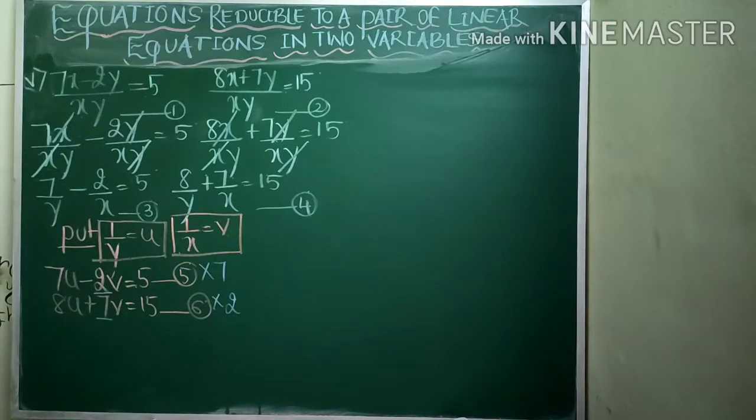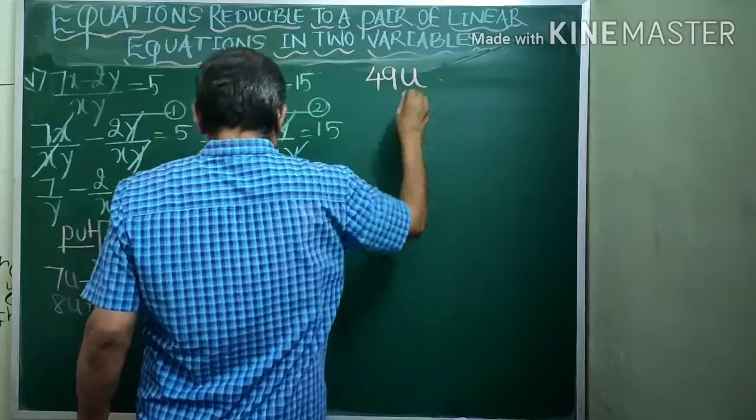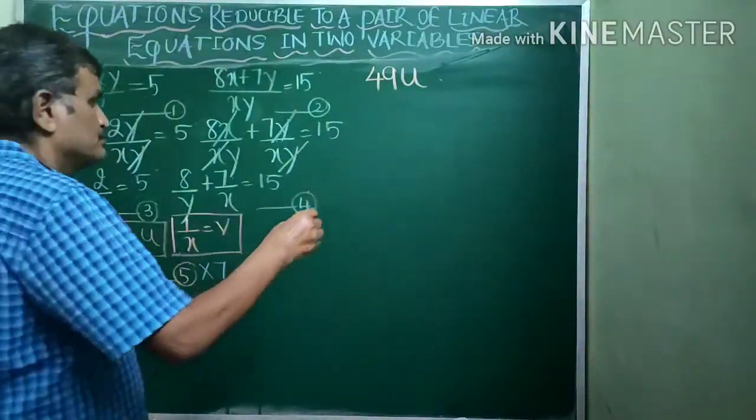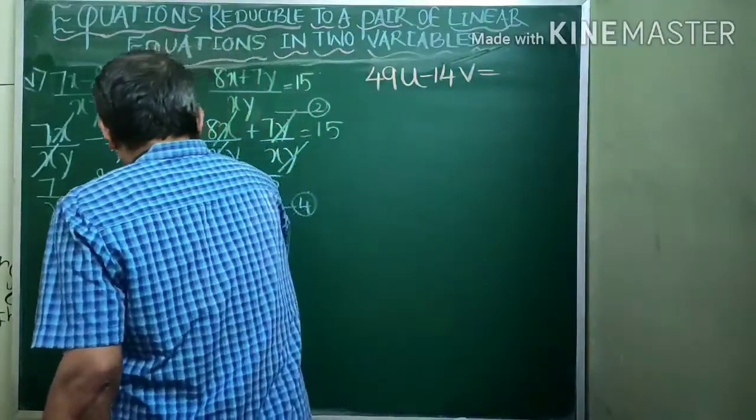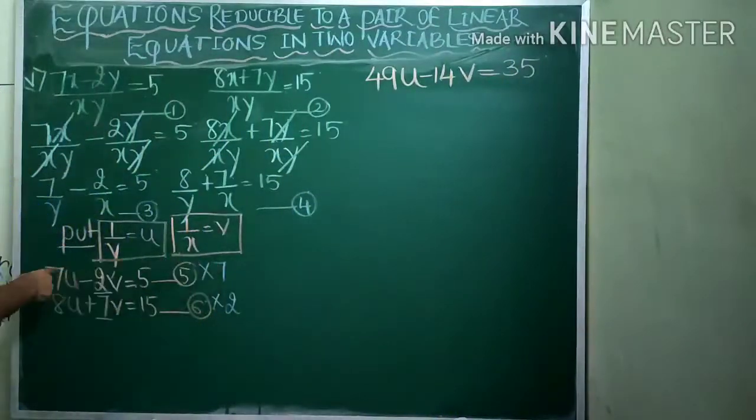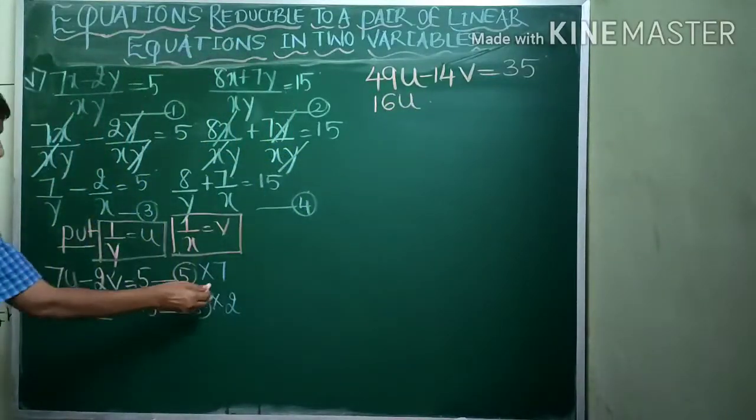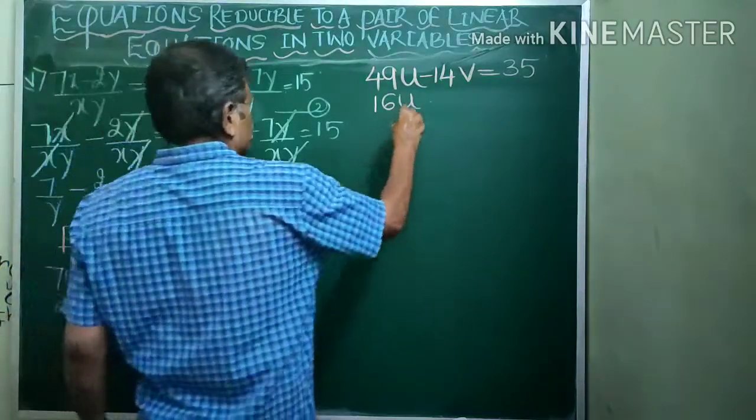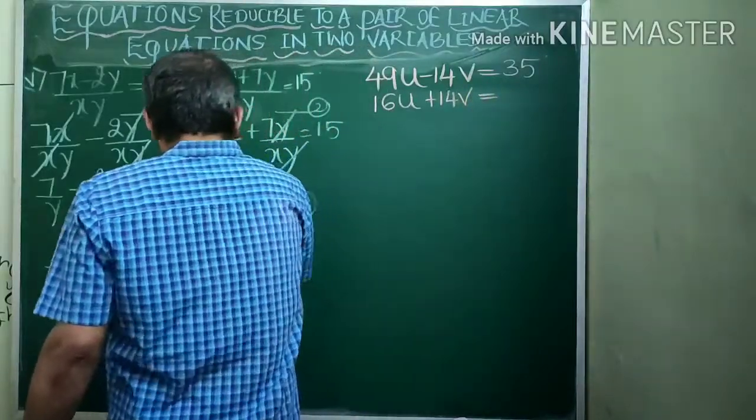Let us see. 7 into 7 is 49. 7 into 2 is 14. And 7 into 5 is 35. I repeat again. 7 7s are 49, 7 2s are 14, 7 5s are 35. This becomes 2 8s are 16, 2 7s are 14, and 15 2s are 30.